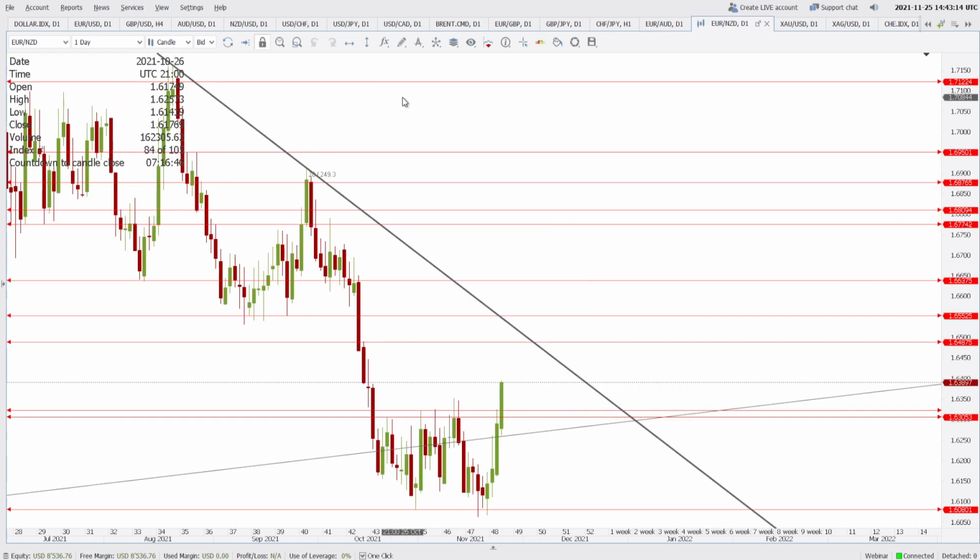Talking about the Euro New Zealand, perfect movement. Euro is steady, but New Zealand dollar is falling, so there has been a break of the previous resistances on the euro against the New Zealand dollar. If the price starts falling from here, then this area of 1.6305 will definitely act as a good support.